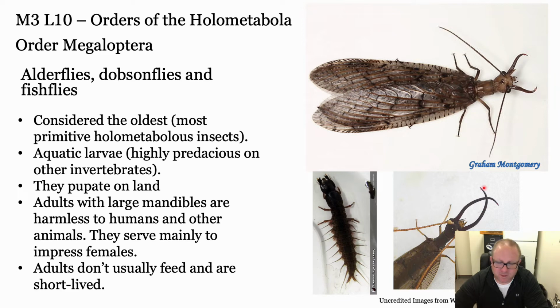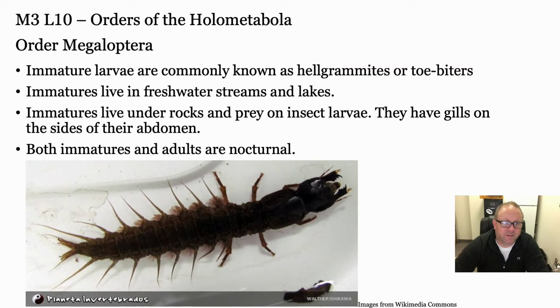I've got a couple slides. I've got another image of that. They're harmless to humans. They look mean, but the mandibles are mostly there to just impress females. So this is the larvae. The larvae is called a helgramite.